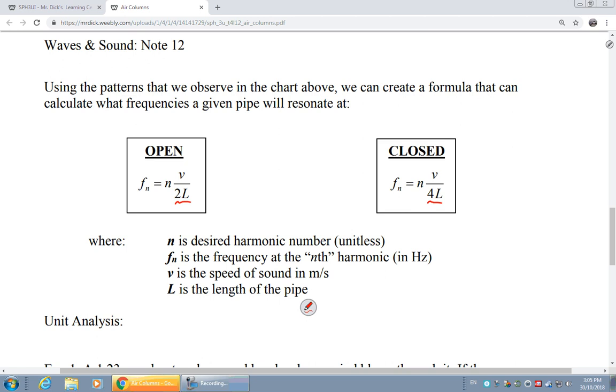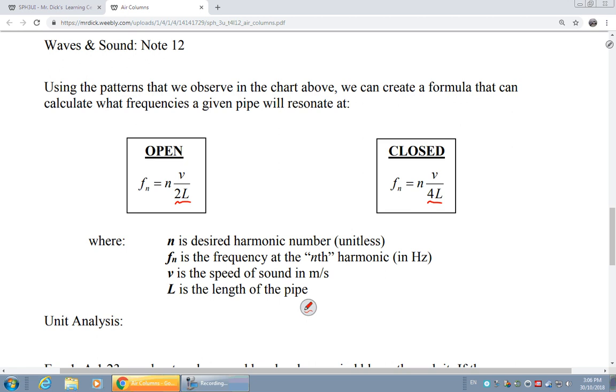So when we use n, that's just the harmonic number. And it's a unitless quantity. It's just telling us what level of harmonic we're at, based on what we just looked at in the previous chart. And then f with the little n beside it is whatever frequency you would have at the nth harmonic. So if it was f with a little 1, it would be the first harmonic. If it was f with a little 2, we would call it the second harmonic, and so on. Then v is just the speed of sound, and L is what we use for the length of the piping.